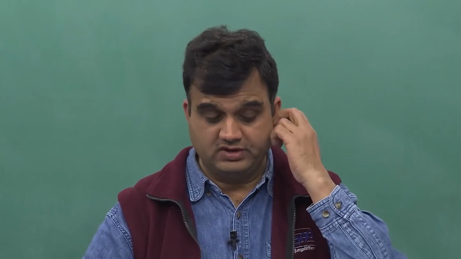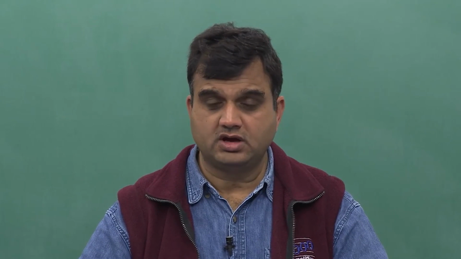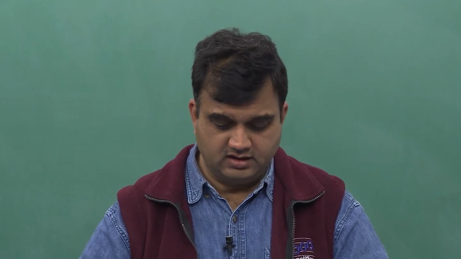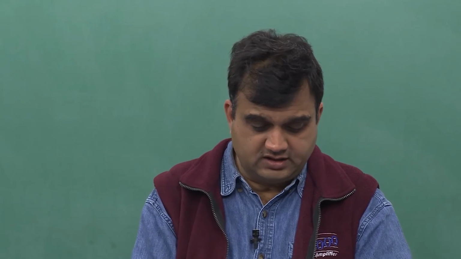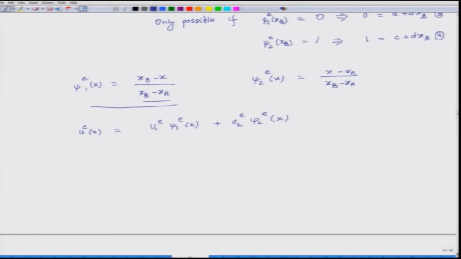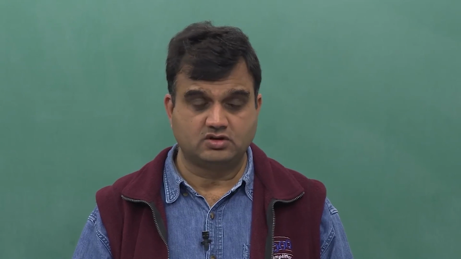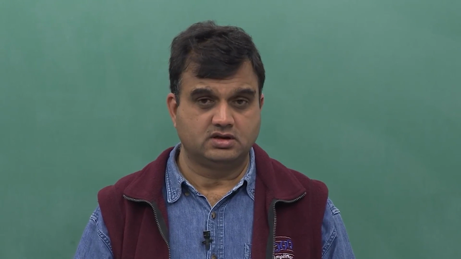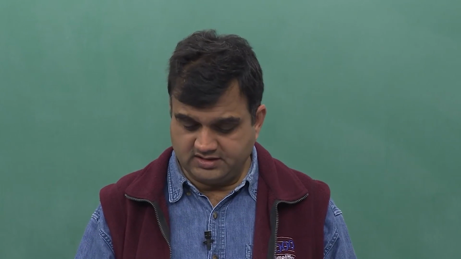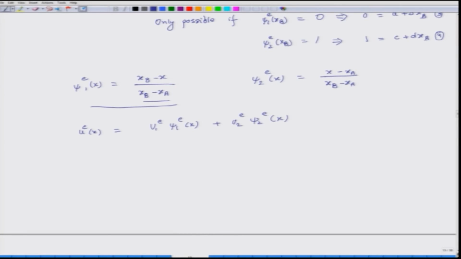In the last lecture, we have developed expressions for approximation functions corresponding to a two-noded linear element, psi 1 and psi 2. These approximation functions look like these relations: psi 1 of x equals (x b minus x) divided by (x b minus x a), where x b and x a are the coordinates for the eth element, and psi 2 is equal to (x minus x a) divided by (x b minus x a).